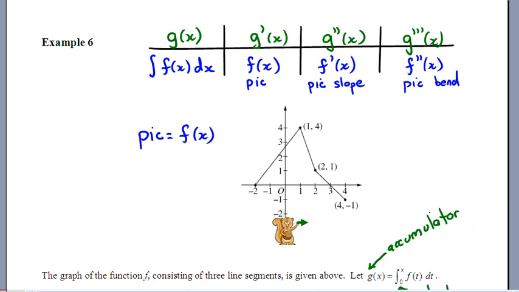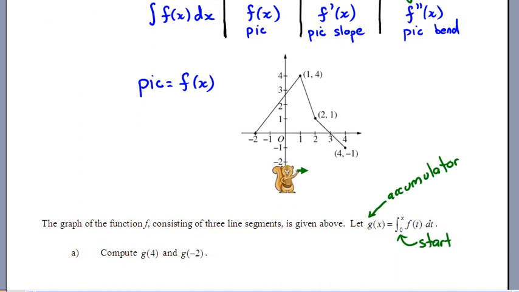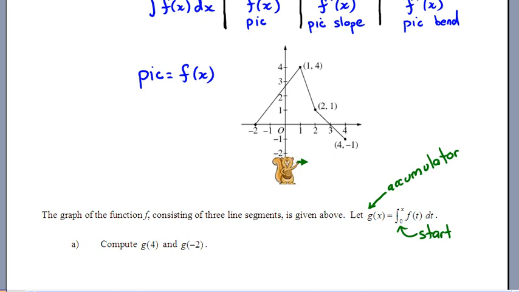And that's going to be the legend that I'm going to run to all the time, because they're going to ask me questions about g, and now I know where to go and look. I know how to interpret the picture to help me get there. Okay, here comes the first pair of questions. And for these accumulation questions, often the first couple of questions are the hardest. They want you to find g of 4 and g of negative 2.